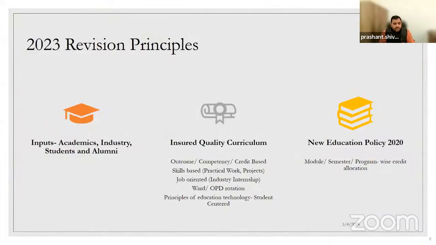Recently we have revised the MSc Pharmaceutical Medicine course, where we have taken inputs not only from academics, but also from the industry, as well as from students and alumni who have passed out.